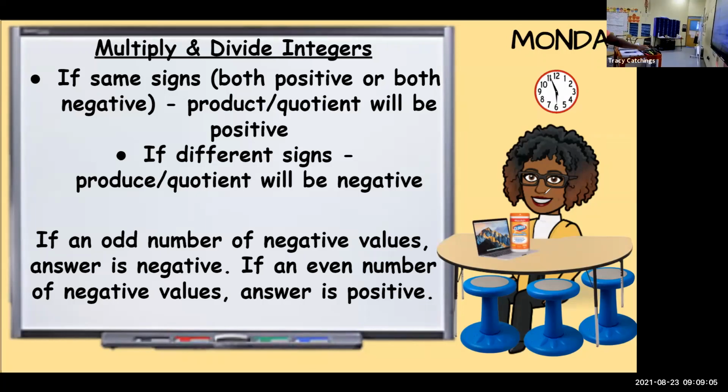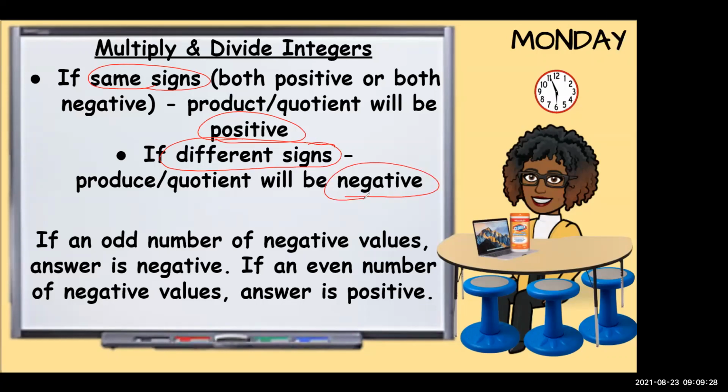Right, you may still be right, and that's fine. It first tells us if we have the same signs, either they're both positive or both negative, their product and quotient will be positive. So same signs, we're gonna get a positive answer. The second thing it tells us is that if we have different signs, meaning one positive and one negative, the answer will be negative. Two main things to remember.